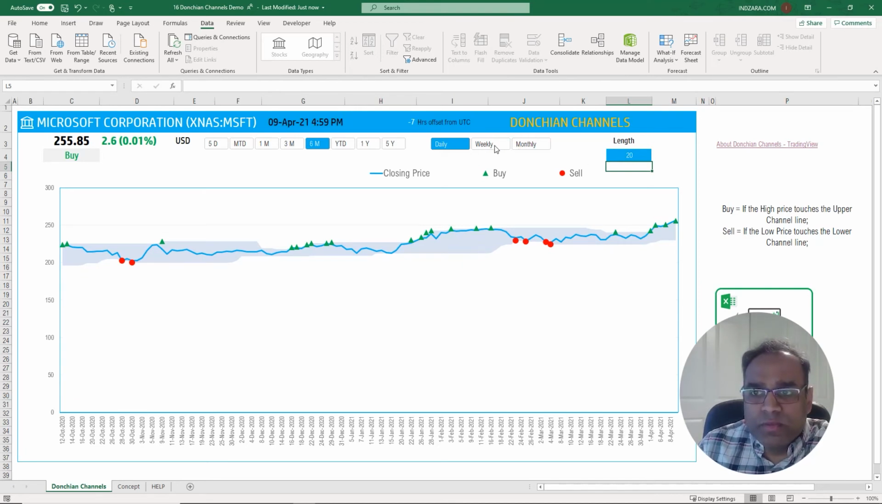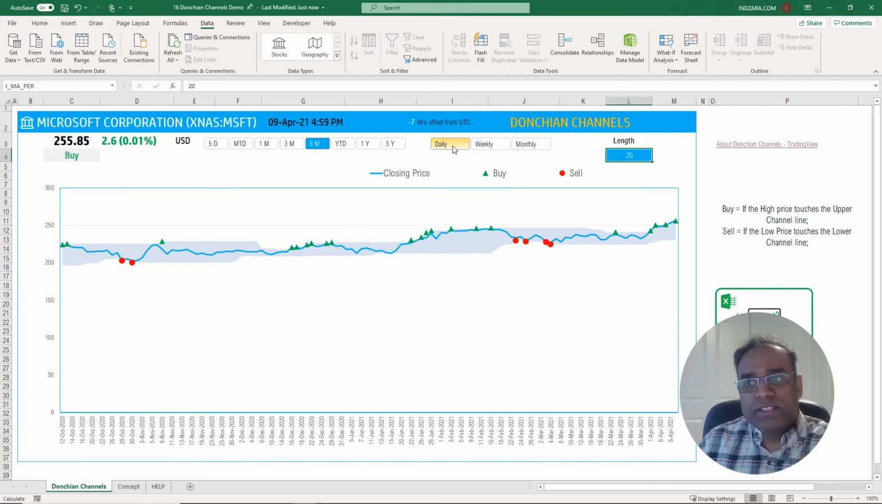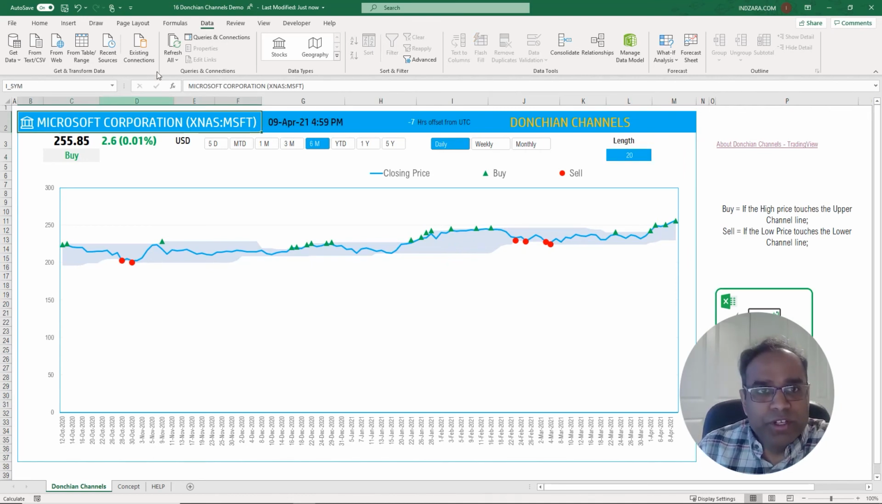Also if you do weekly, for example, and the length is 20, that's 20 weeks. That's why I refer to the period instead of days, because you can change it from daily to weekly to monthly. So that's how you can use this template to create Donchian channels for any stock symbol that you're interested in. And anytime, if you have opened Excel and kept it there for a while, if you want to refresh the data, just hit refresh all, and it'll pull the data from the service.